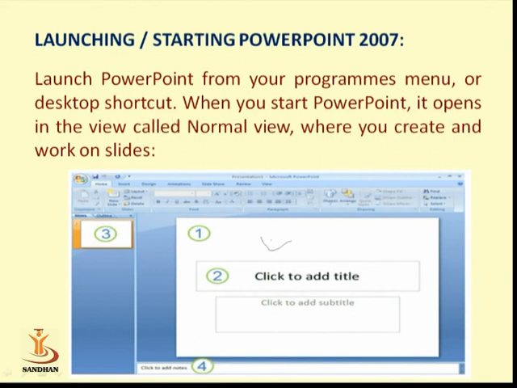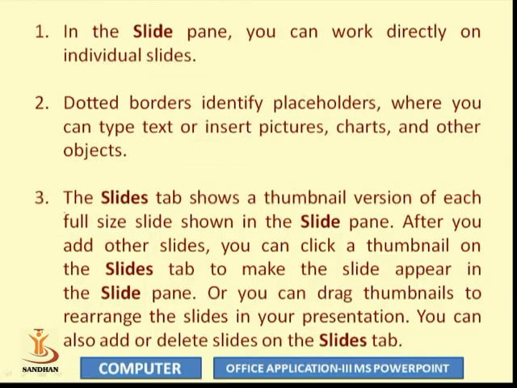This is the slide, and I've given numbers 1, 2, 3, 4. These numbers explain that these are actually panes. The first one is the slide pane. You can work directly on the individual slides. Dotted borders identify placeholders where you can type text or insert pictures, charts, and other objects. The slides tab shows a thumbnail version of each full-size slide shown in the slide pane, and you can click on a thumbnail on the slides tab to make the slide appear in the slide pane.